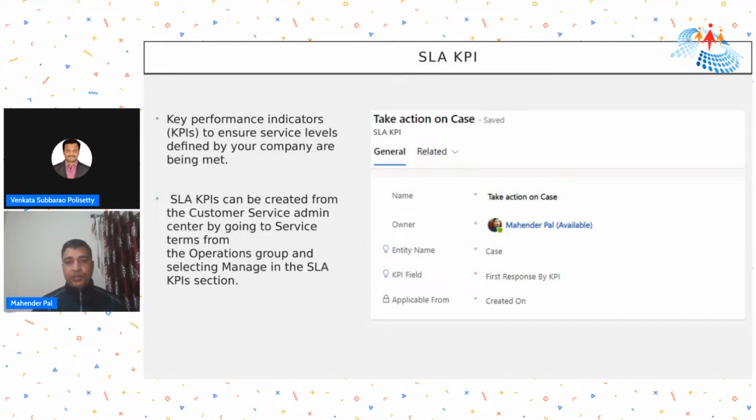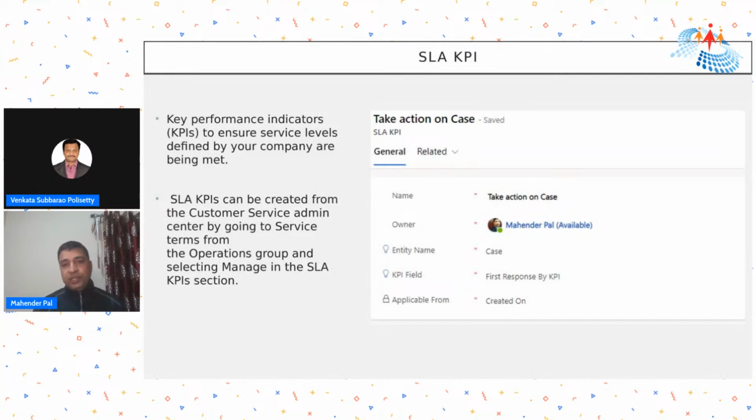So before creating that SLA, you need to set up that SLA KPI so that you can select that lookup there when you create that SLA. I'll show you in the next slide. As I said, this SLA KPI is basically a set of metrics which allow you to define or measure whether you are fulfilling what you are promising or not.